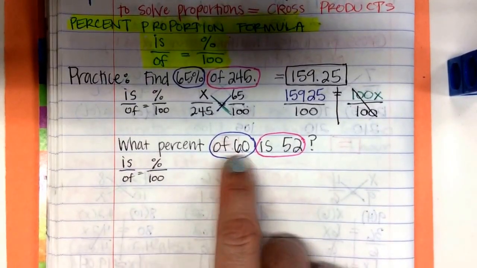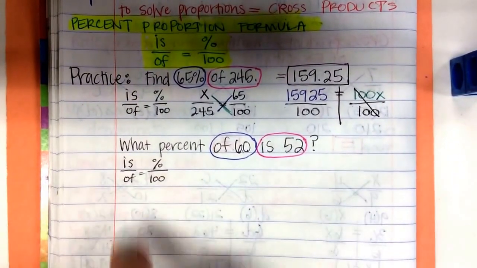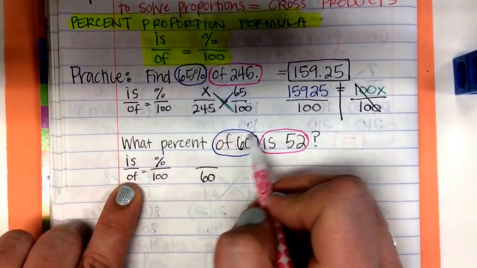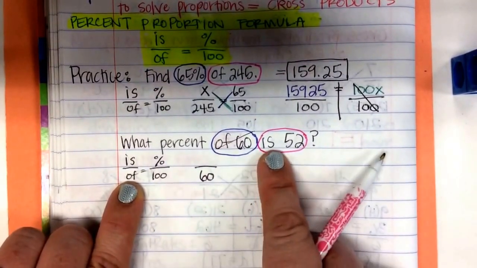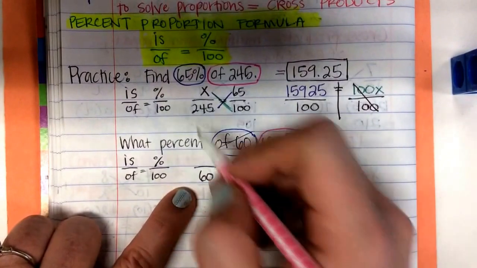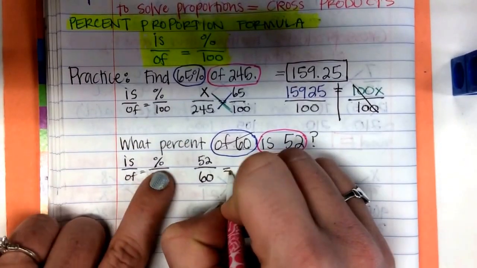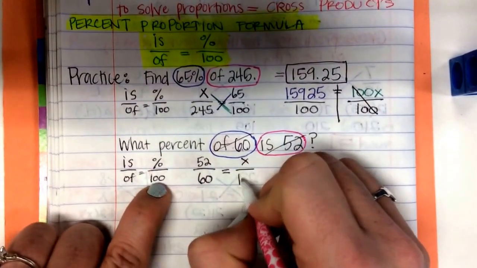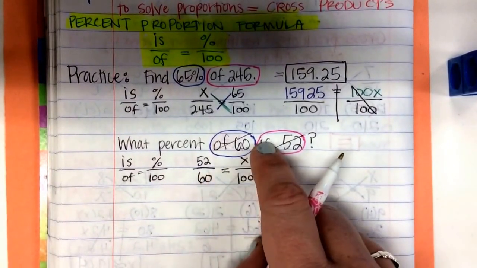Where am I putting 60? Where does it belong? What location? On the denominator. The denominator of the first one. Good. 60. I can even mark through it if that helps, because I used it already. Now what do I put the 52? On top. On the numerator. Because it's with the is. It's in the is location. Equals, what should I put for percent? X over 100. Is over of equals percent over 100.